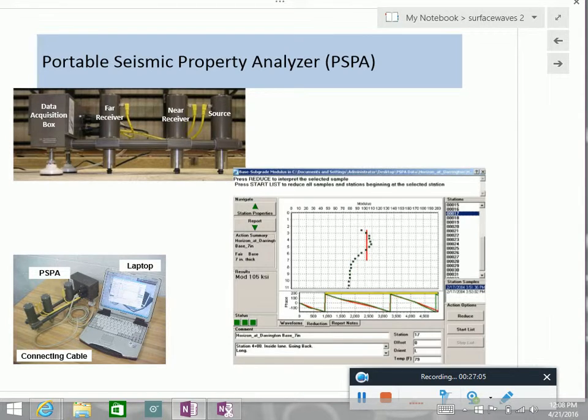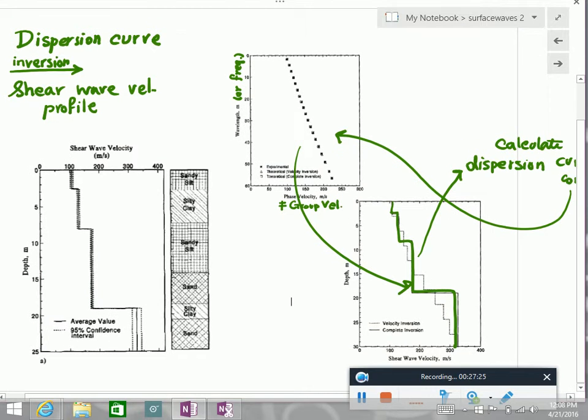And what's this one? It's PSPA. Yeah, it is called, I forgot, Portable Seismic Property Analyzer. The developer is the same guy I gave you this. He's a good friend, really dear friend, and former colleague of mine.